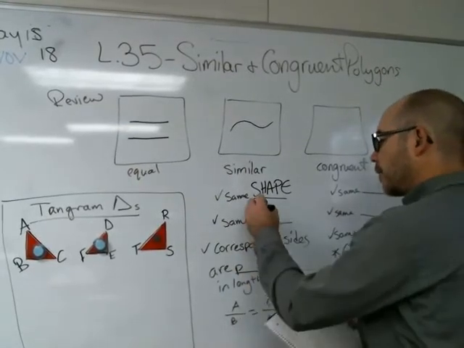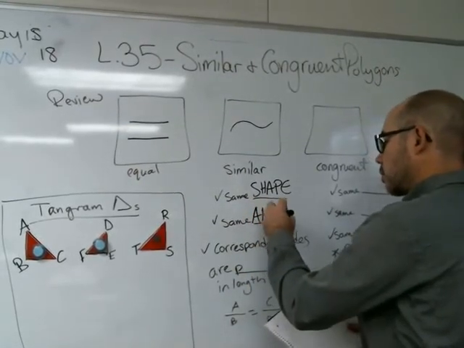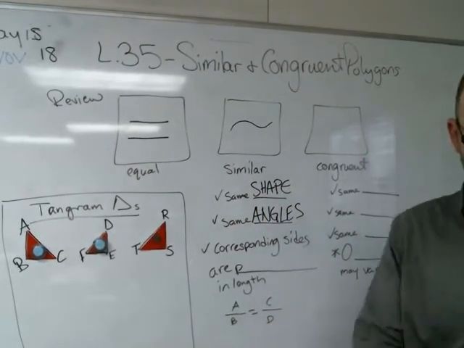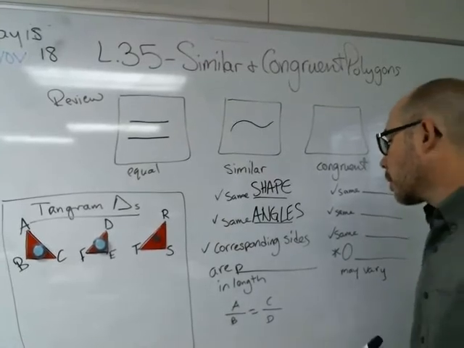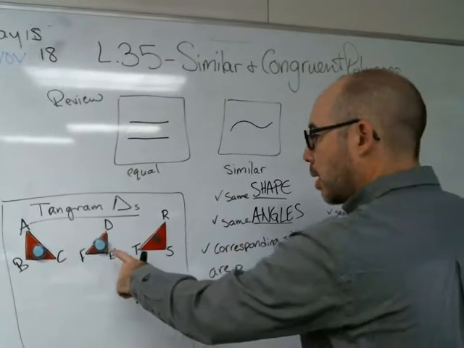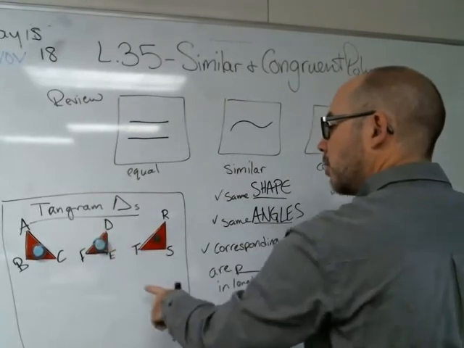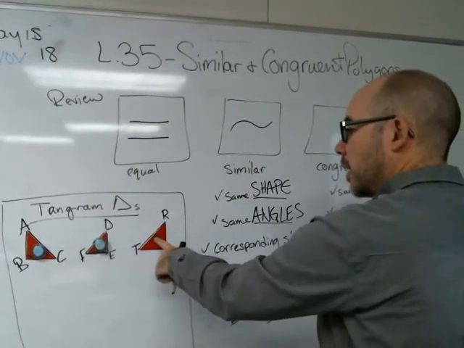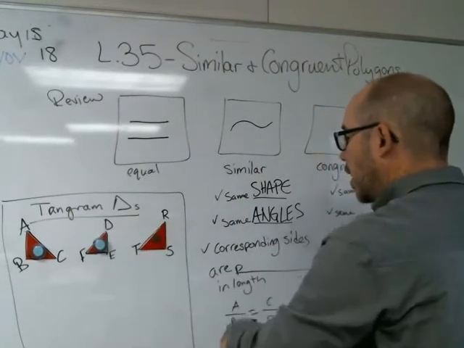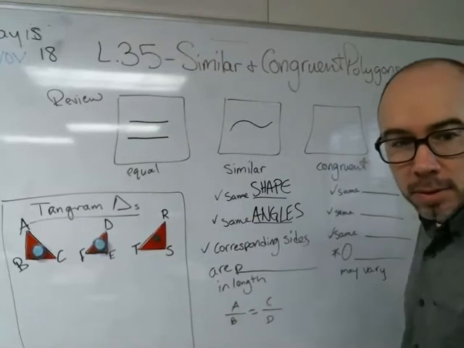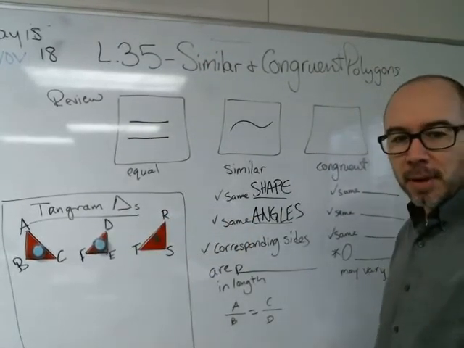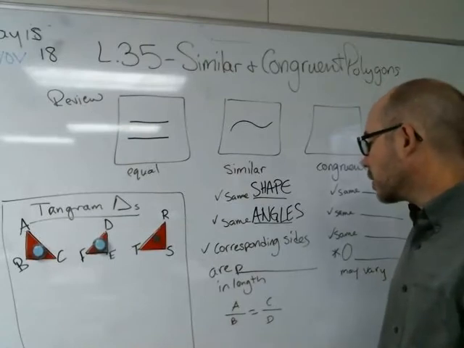Second, they have the same angles. So I would say, looking at my three triangles up here, that little guy here in the middle and big guy over here are the same shape, and they share the same angles. Okay, all three of them actually are similar. They have the same shape and the same angles.